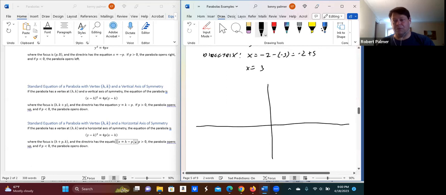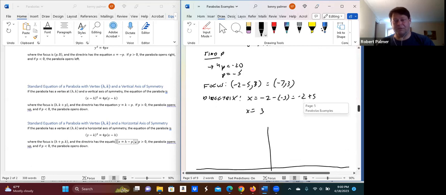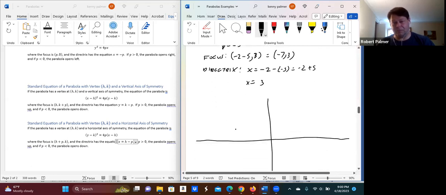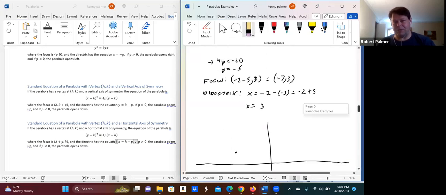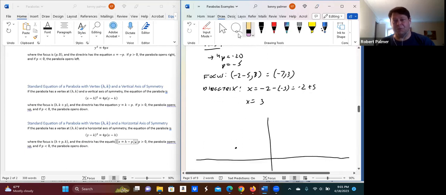Okay, so our vertex is negative 7, 3. Okay, I'm sorry, that was our focus. All right, apologize for that. So our vertex now was negative 2, 3. So let me change that. So negative 2, 3.